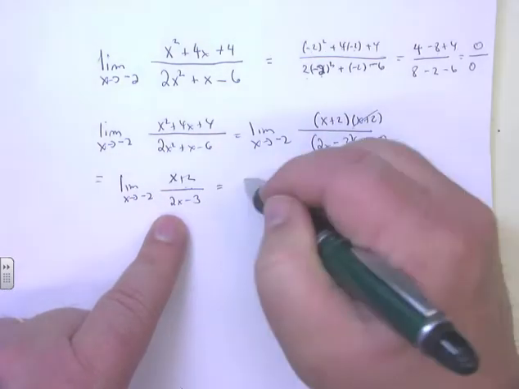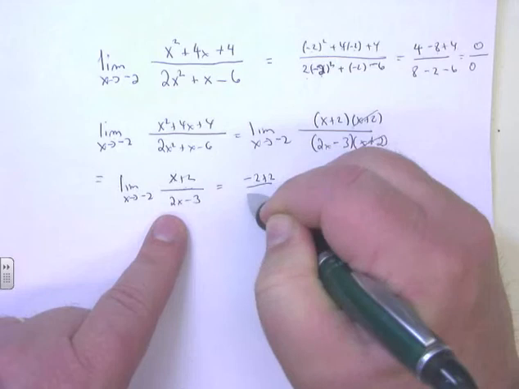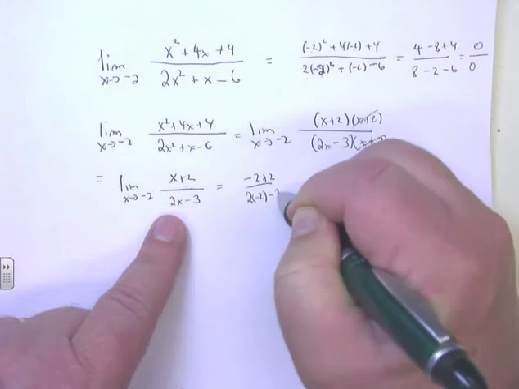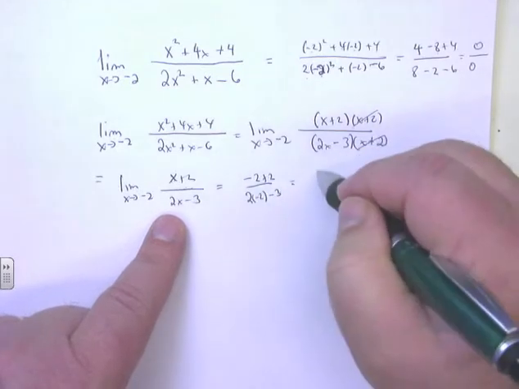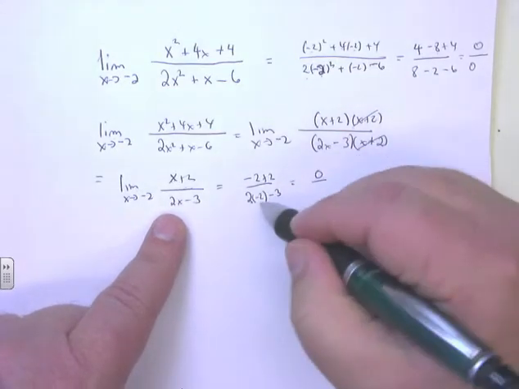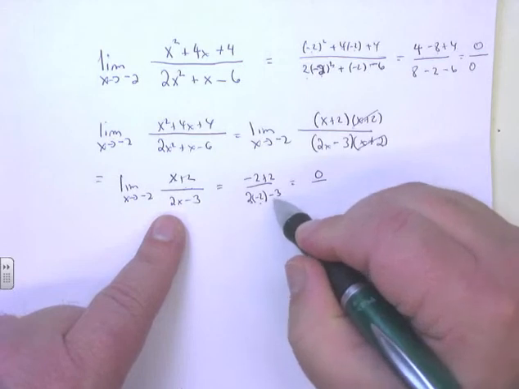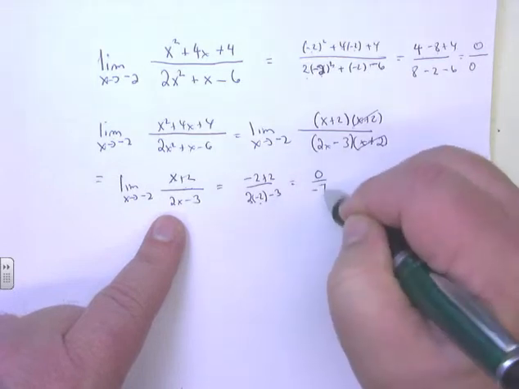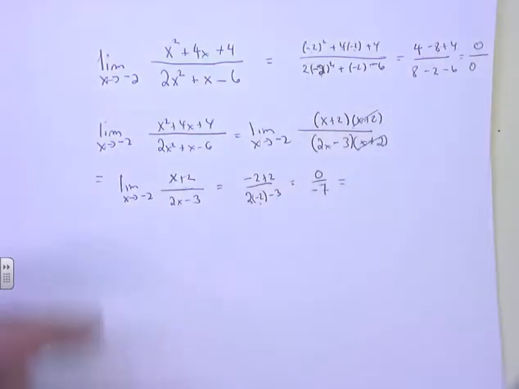Plug it in. This will be (-2 + 2) over (2 times -2 minus 3). -2 plus 2 is 0, divided by 2 times -2 is -4, minus 3 is -7. What is 0 divided by -7? 0 on top is 0. 0 on bottom is undefined. 0 divided by 0 means do algebra.